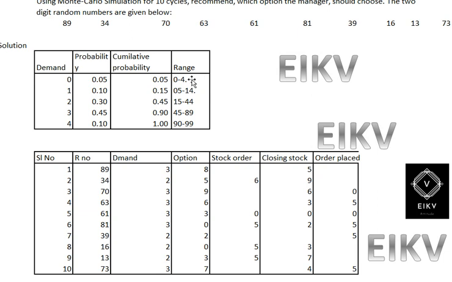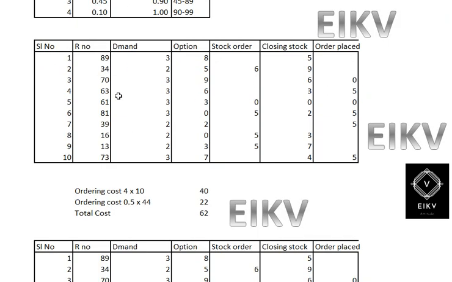And then for the range, the cumulative probability minus 1 is the highest value of the range. Therefore, the first range is 0 to 4, the second is 5 to 14, the third is 15 to 44, the fourth is 45 to 89, and the last is 90 to 99. Then the statement showing computation of the books.